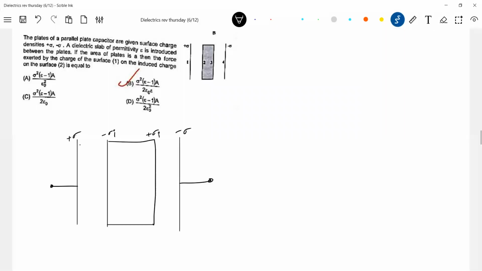Now let's get into the dielectric. This is the slab. So I think directly we know the formula, no? So what is sigma I? Sigma I should be equal to sigma into 1 by epsilon r. And what is sigma I? Sigma I, you can write it as Qi by A. So what is Qi equal to? Sigma I into A. So this will be sigma A into (1 minus 1 by epsilon r).